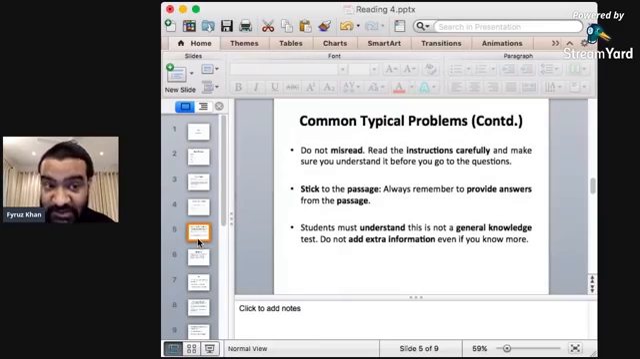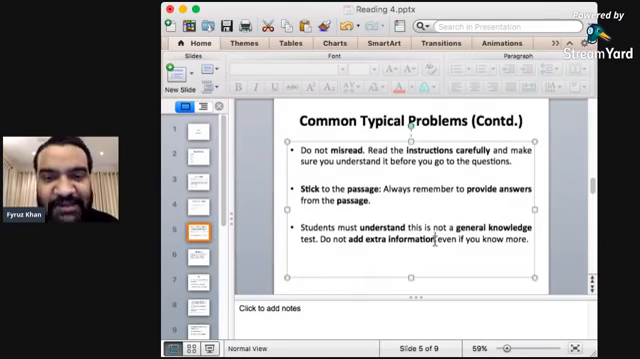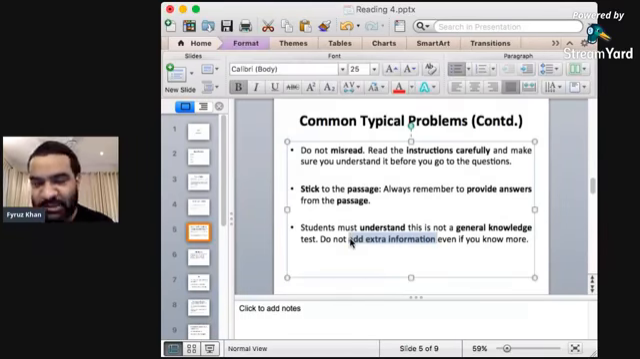It's good if you have extra knowledge. Things may be easier for you to understand, but you don't need to transfer those things into your IELTS exam. So it is not based on your past knowledge. So let's stick to the passage. Let's not put in any extra information. This is not a general knowledge test. It's strictly based on the passage.